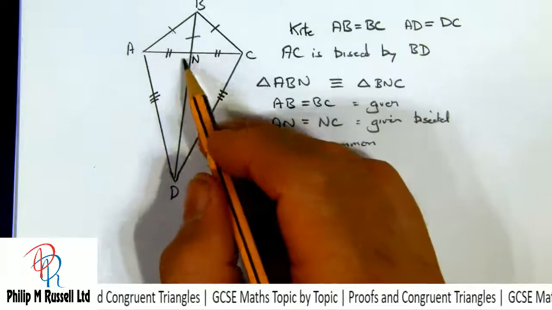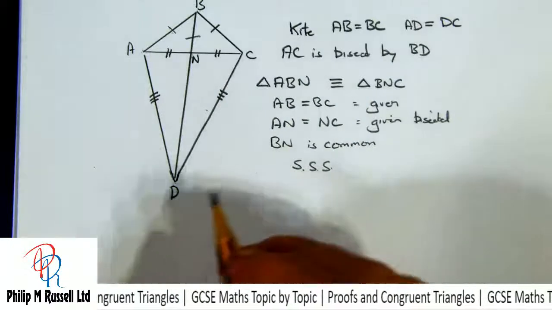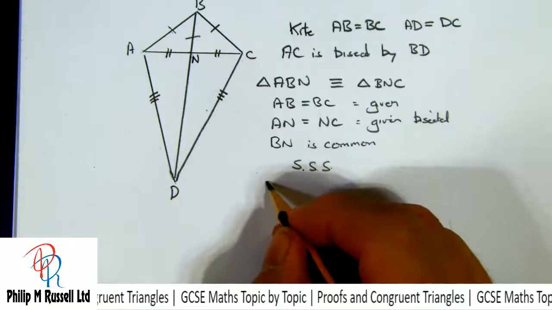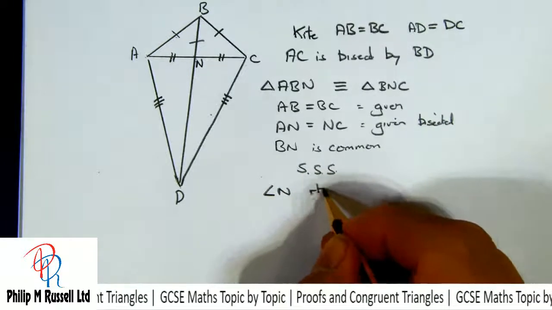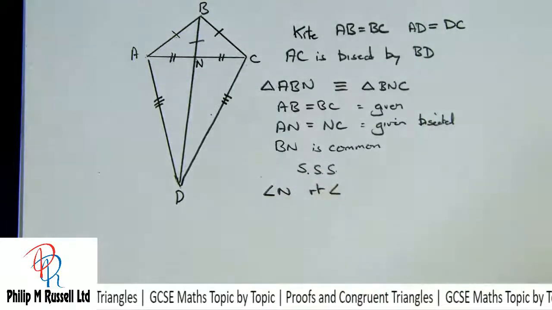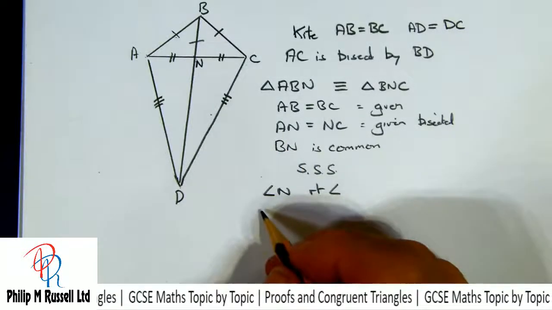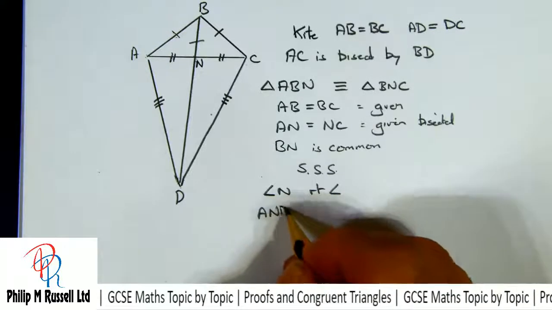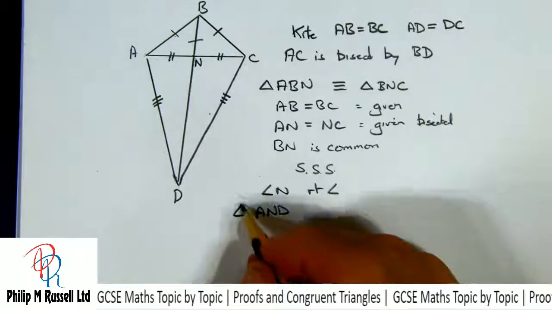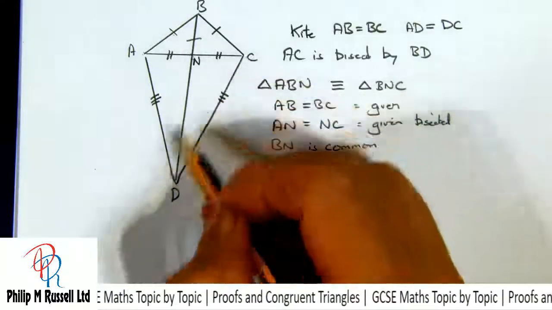If this is true, it's bisected and it's a kite, we also know that angle N is a right angle. Therefore, I can look at the triangles AND and that's going to be congruent to triangle CND.